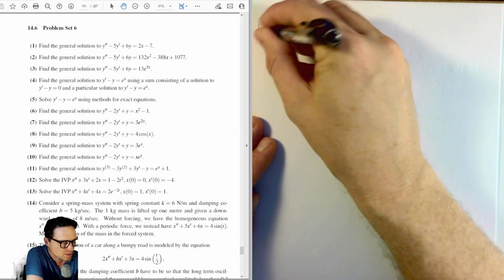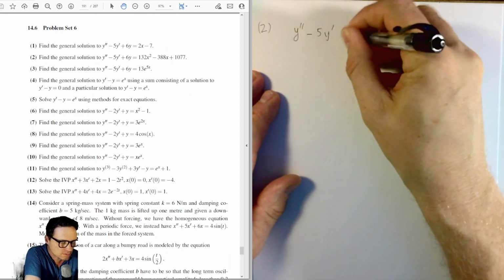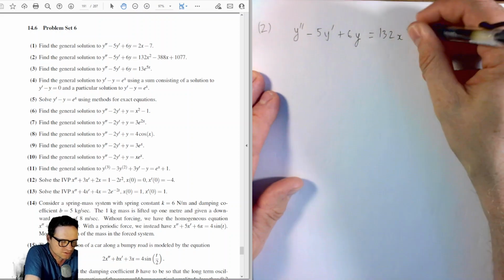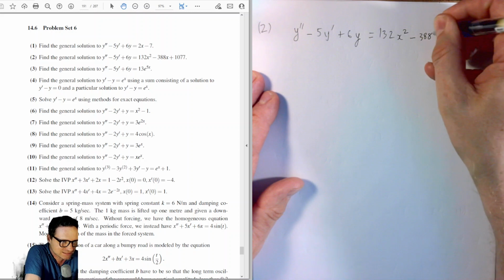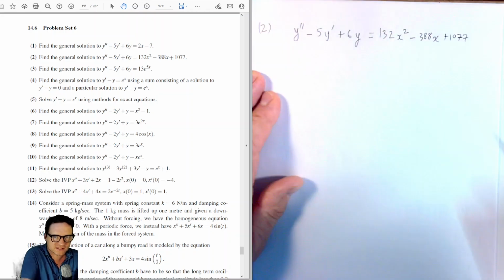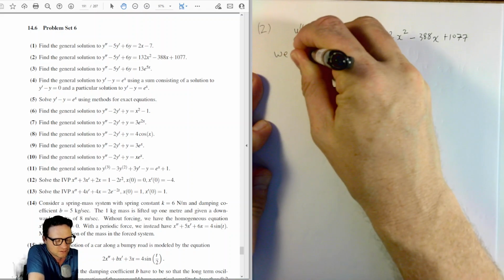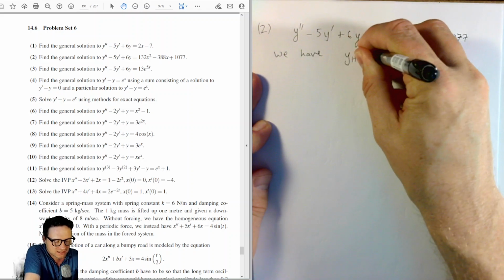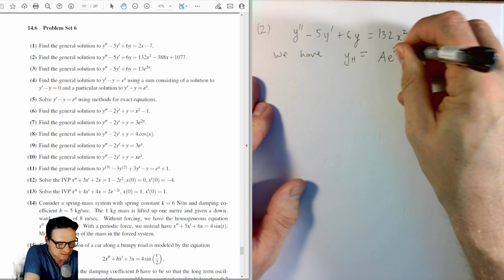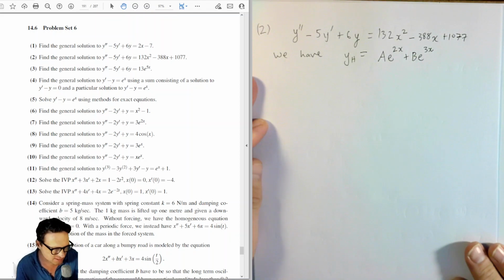Question number 2. So we have the same left-hand side, but a different right-hand side: 132x squared minus 388x plus 1077. Okay, so we already know what our homogeneous solution is based on the previous one. So we have y homogeneous is equal to a e to the 2x plus b e to the 3x. And now we need to make a guess for y particular.